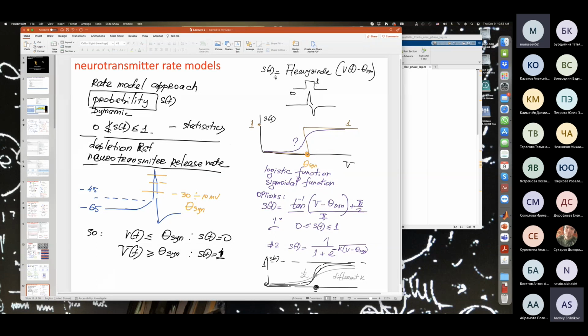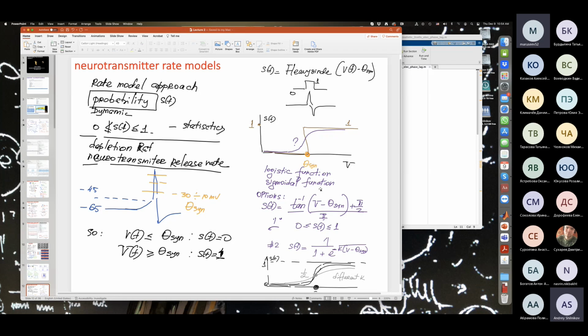The simple solution would be just to use a Heaviside function. This function, which is the probability of release of neurotransmitters, or depletion, is 0 if the voltage is less than the synaptic threshold, otherwise it becomes 1. Okay, it's straightforward, simple: 0, 1. But I'll also mention that the Heaviside function is, first of all, too sharp, which is kind of unrealistic. So you'd better have a smoother version of that Heaviside function.